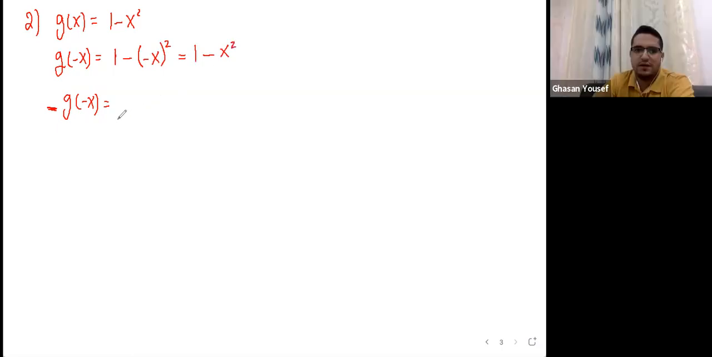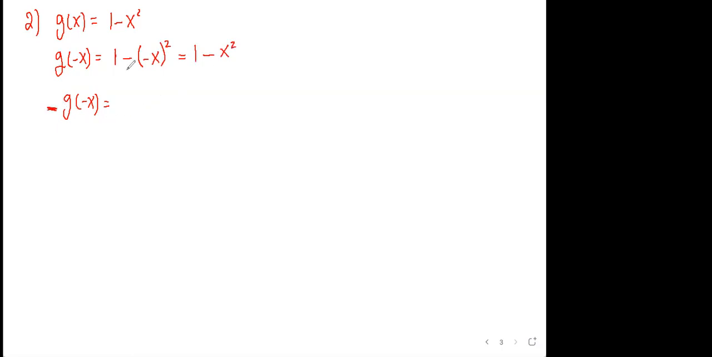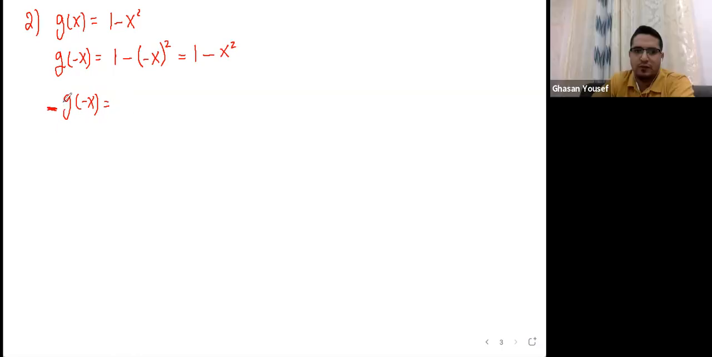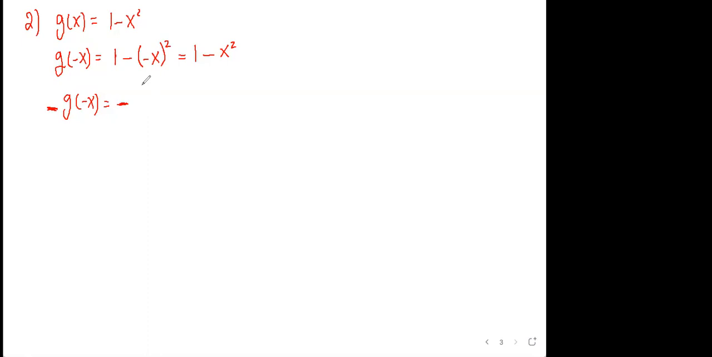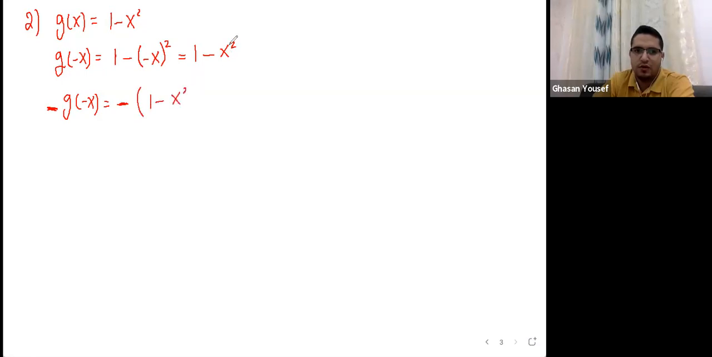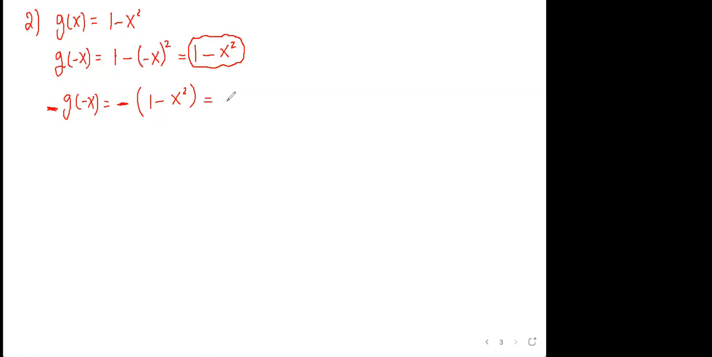Exactly. Nice. Correct. Now for the third one, who will do the third one? We have to put minus. Then what should we do? You would plug in 1 minus x squared. Exactly. So you open parentheses, you put 1 minus x squared. You copy this thing here, because this is minus g of minus x. What are you going to get here? It's going to be minus 1 plus x squared.